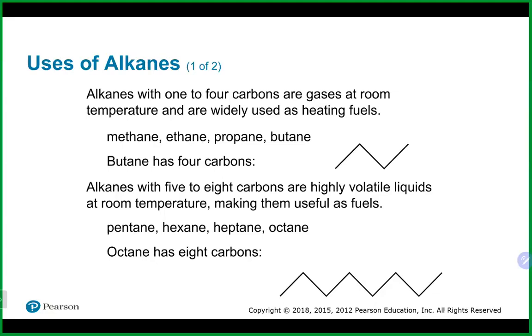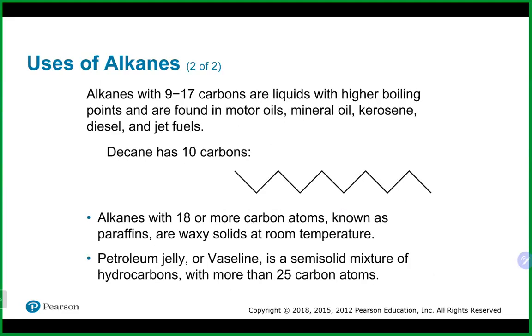You also usually don't want to smell them. So alkanes with 1 to 4 carbons are typically used for fuels, as you see: methane, ethane, propane, butane. Alkanes with 5 to 8 carbons are highly volatile liquids. That means although they come as liquids, they can very easily transition into the gas phase. Things like octane have 8 carbons. Alkanes with 9 to 17 carbons have higher boiling points. One thing about dispersion forces is they are a relatively weak force.